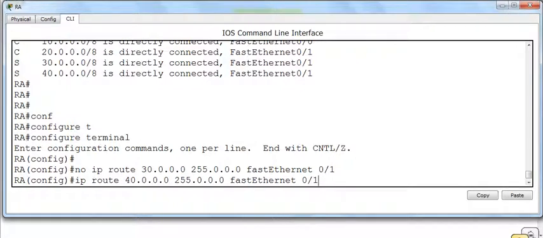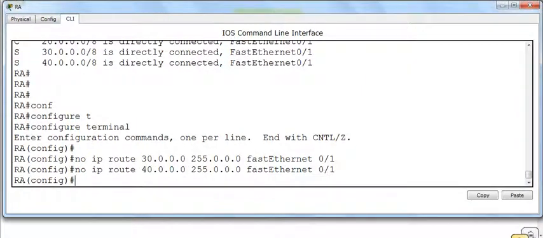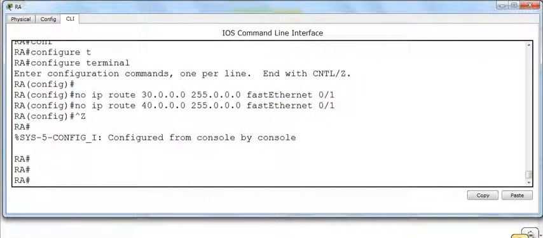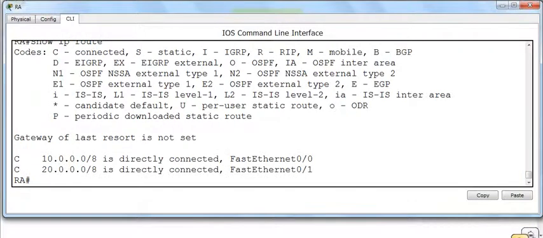Now in order to go to the first place, press Ctrl A. See, the cursor is blinking on the first place. Put no and give a space. Now I have cancelled the static routes that I gave. Let us verify. Show IP route, two static routes are removed.